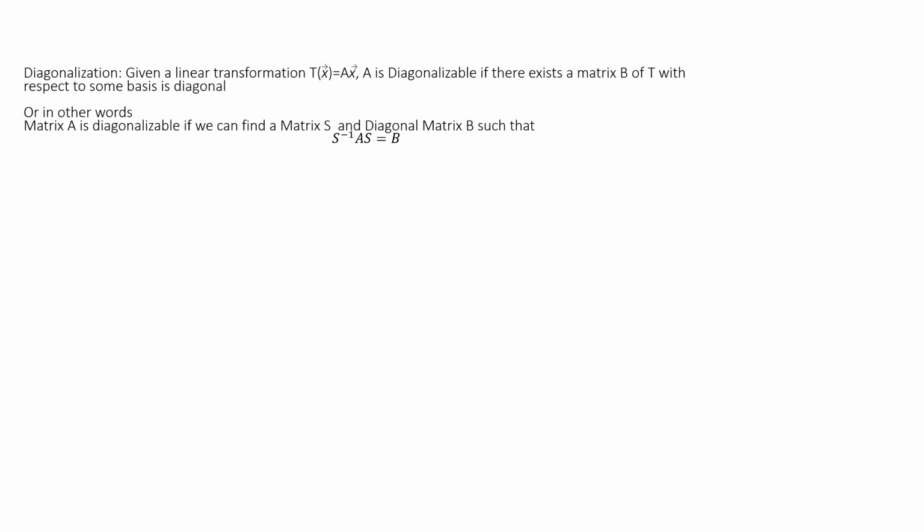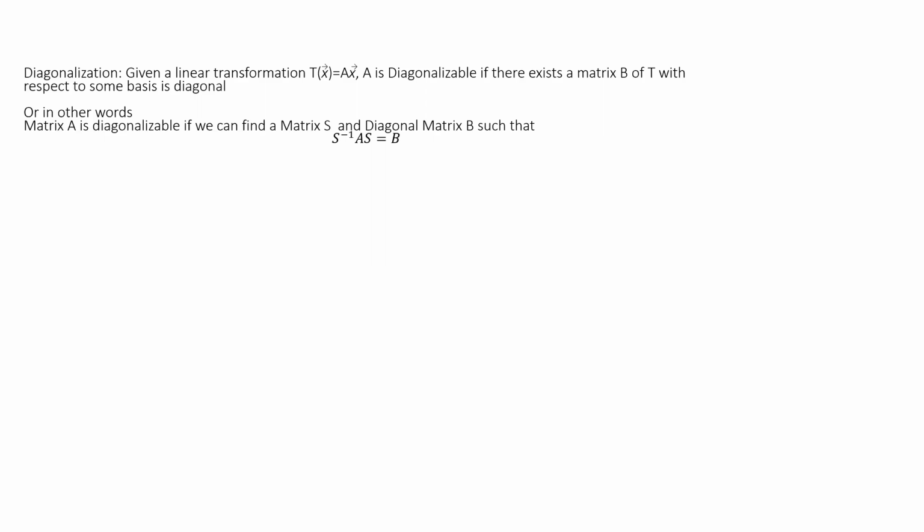Given a linear transformation of the type T of x equals Ax, A is diagonalizable if there exists a matrix B of T with respect to some basis that is diagonal. Or in other words, matrix A is diagonalizable if we can find a matrix S and the diagonal matrix B such that S inverse AS equals B.